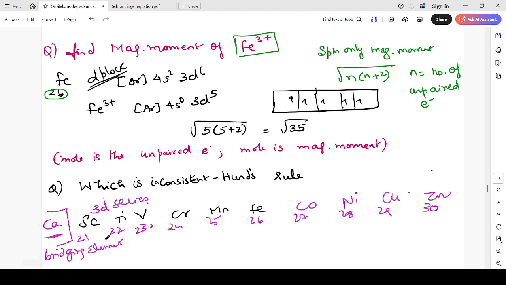Here, let's fill the configuration of scandium. 1s2, 2s2, 2p6, 3s2, 3p6, 4s2, 3d1. Correct? As I said, you learned it already. I'm just writing it. Correct?